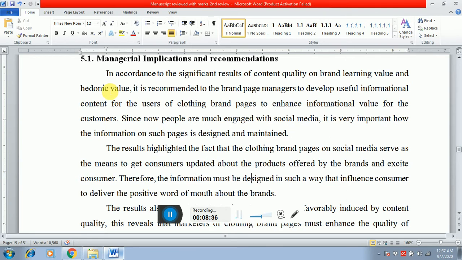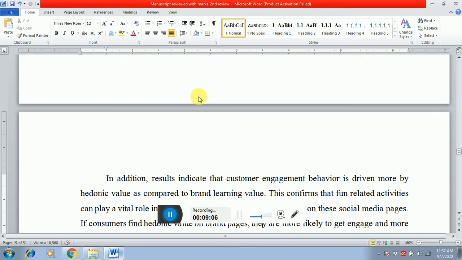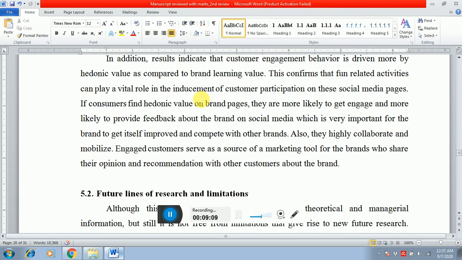Therefore, the information must be designed in such a way that it influences consumers to deliver positive word of mouth about the brand. So you have to provide suggestions to the clothing brand page managers related to your findings of the study. For each finding which is significant in your study, you have to provide suggestions to the brand managers of the clothing brands. Alright, so this is the part of the managerial implications. You have to discuss each and every result which is found significant in your study.